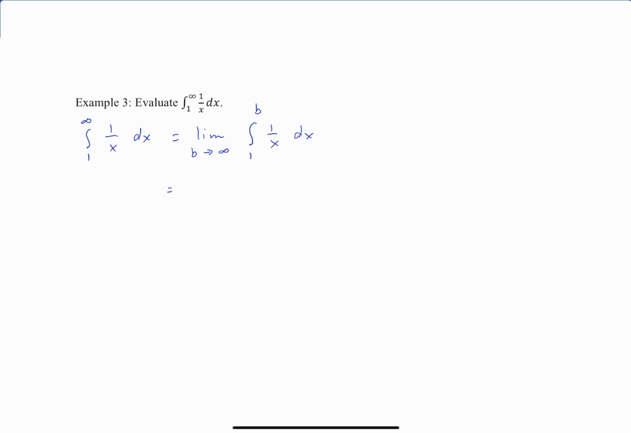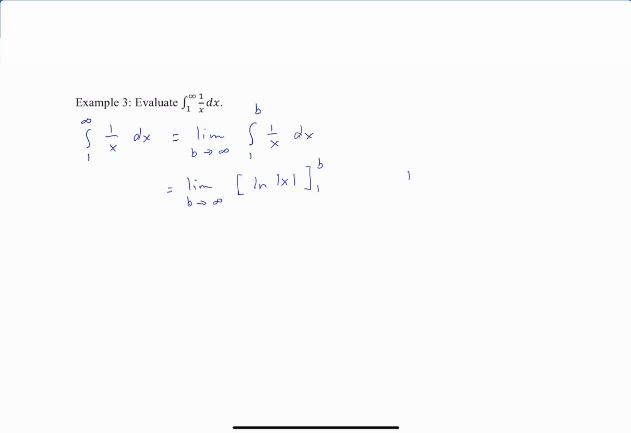Now the antiderivative for 1 over x is natural log of the absolute value of x. Oops, I forgot my limit. Don't do that. Limit as b goes to infinity. Okay, and then the antiderivative for 1 over x is natural log of the absolute value of x. We're evaluating that from 1 to b.